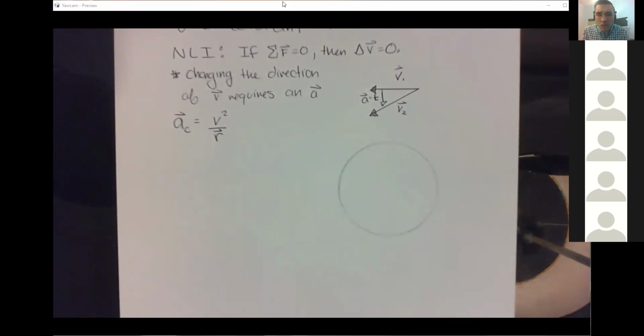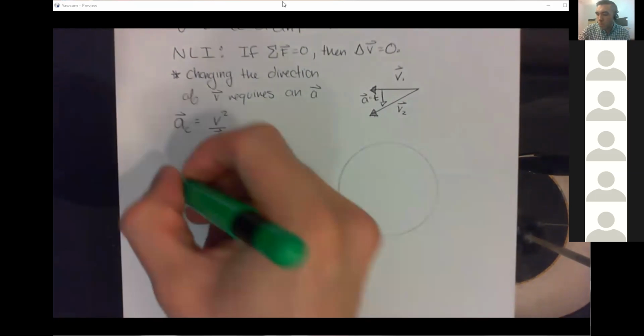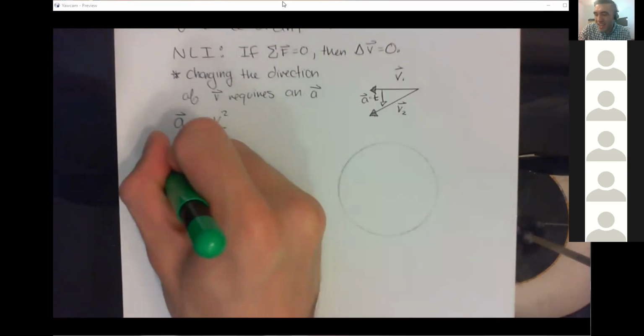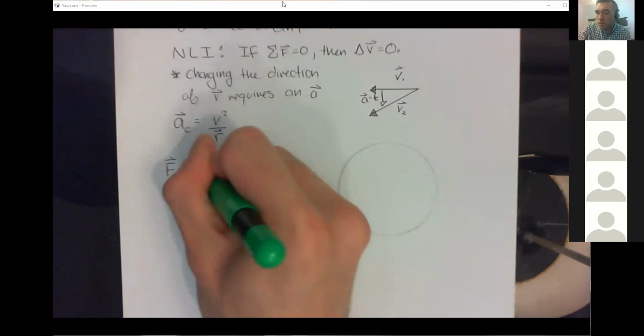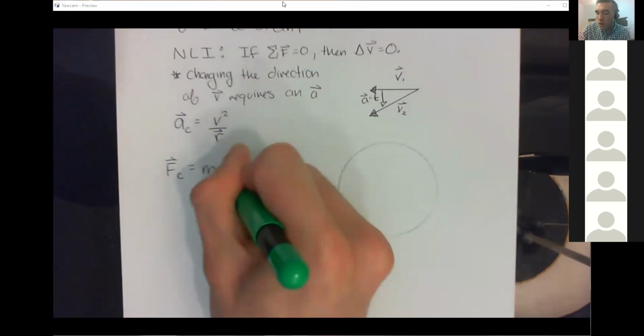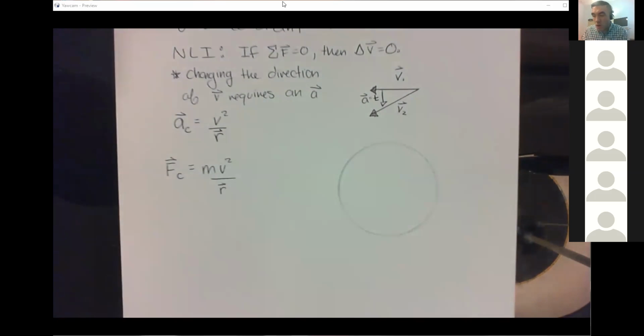And according to Newton's second law, if I take acceleration and I multiply by mass, what does that give us? Force. So if I multiply both sides by m, that would give me the centripetal force. Then this is equal to mv squared over r, where again, r hat is giving us our radial direction.